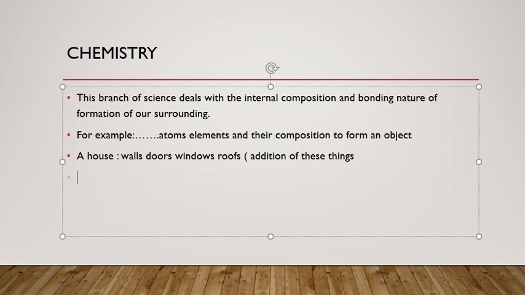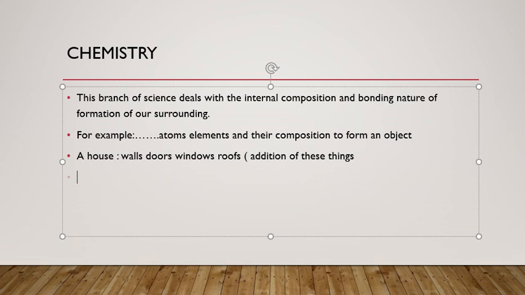Okay, chemistry deals with bonding, and chemistry deals with addition and subtraction too. It means chemistry deals with such things like subtraction too. So simply, we get to know about chemistry that it deals with the internal composition and bonding nature of formation of our surrounding. Simply keep these things in your mind. We will learn more things in upcoming sessions.